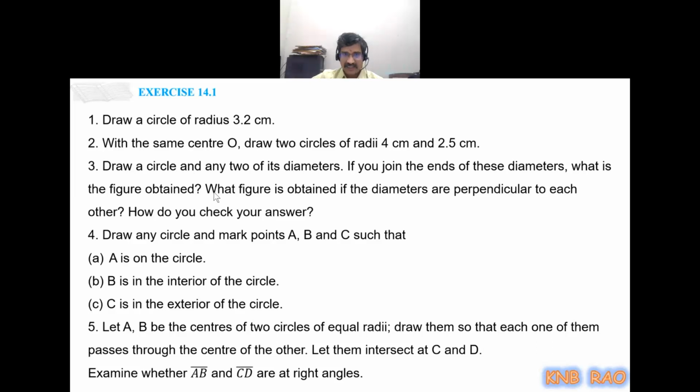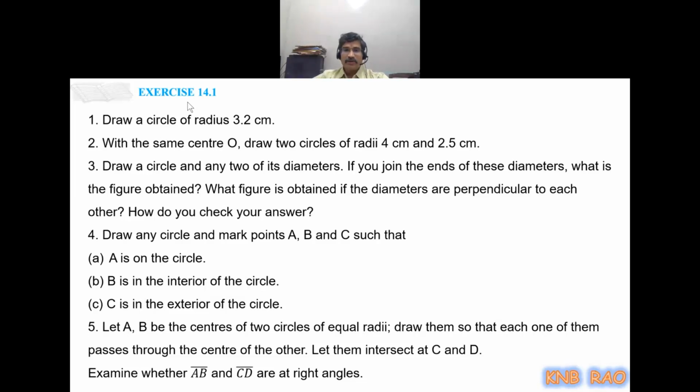Then third question. Draw a circle and any 2 of its diameters. You know how to draw diameters, right? If you join the ends of these diameters, what is the figure obtained? Semicircle? No. Triangle, arc? Let's go for doing it. Just now we did drawing arc. Let's see.